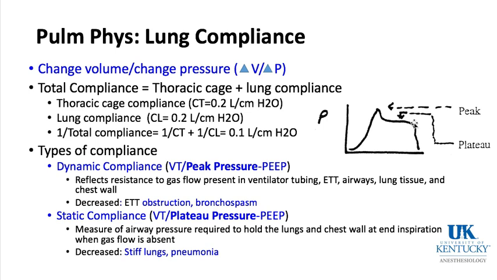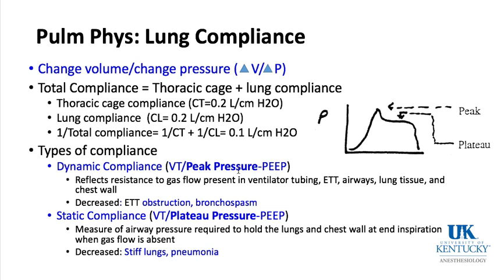So let's look at dynamic compliance first, where the change in volume is the tidal volume over a pressure, which is the peak pressure on the bottom minus any PEEP if we have any. That dynamic compliance reflects the resistance to gas flow present in the ventilator tubing, in our endotracheal tube, in our airways. And so if the peak pressure goes up, we often think, well, is something obstructing my endotracheal tube, or is this patient having bronchospasm? If peak pressure goes up, you can see how it affects dynamic compliance. And so if dynamic compliance is reduced, we say, aha, maybe it's an obstructed endotracheal tube or bronchospasm.